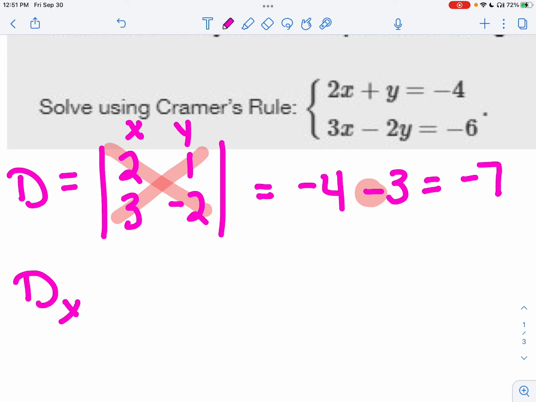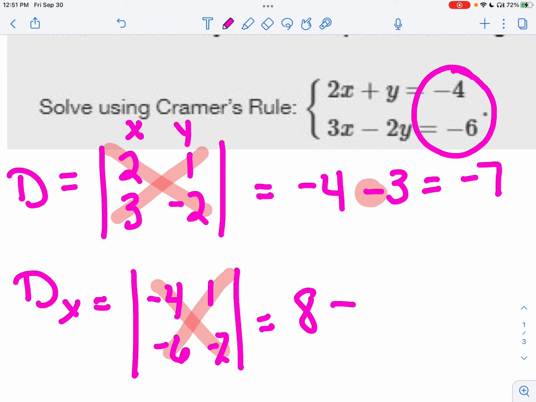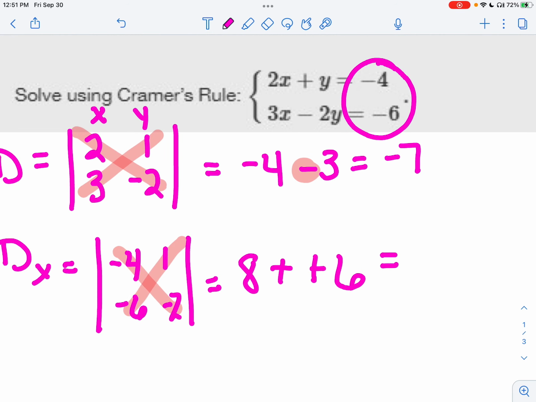Now to find the determinant of x, you replace the x column with what's after the equal sign. So instead of 2 and 3, we do -4 and -6. And then we keep the 1 and the -2 for the y column. So this determinant is going to be +8 when you multiply, take away -6. So since we're taking away a negative, we change it to plus. This determinant just so happens to be 14.